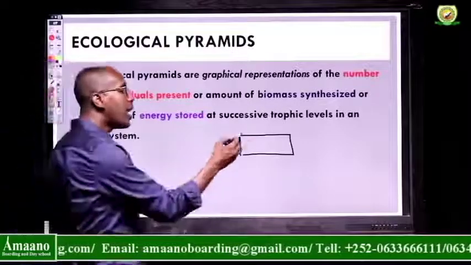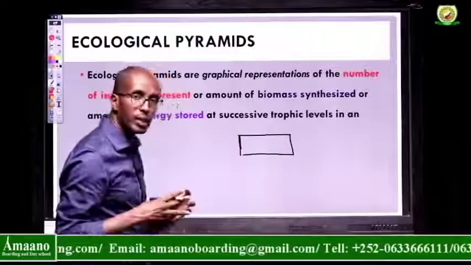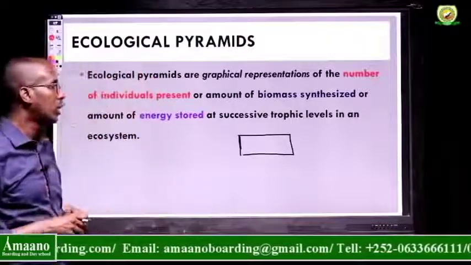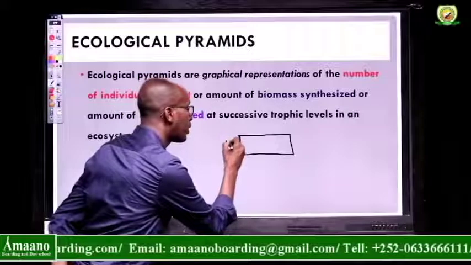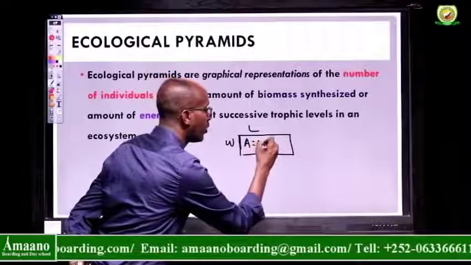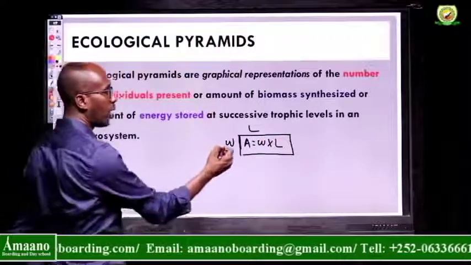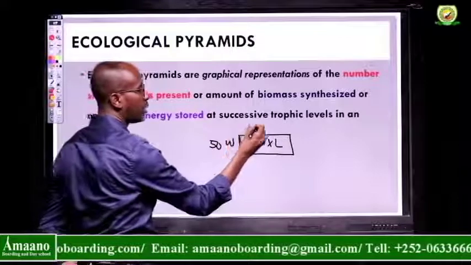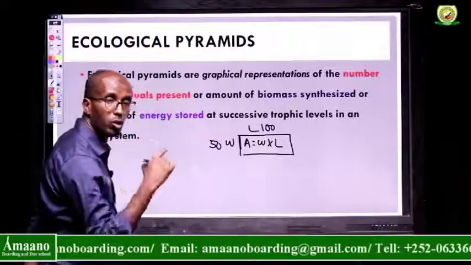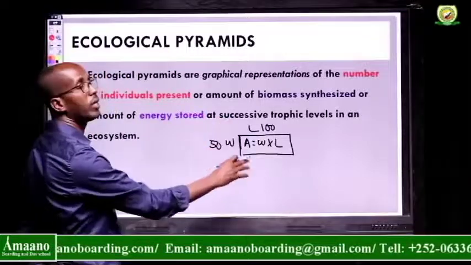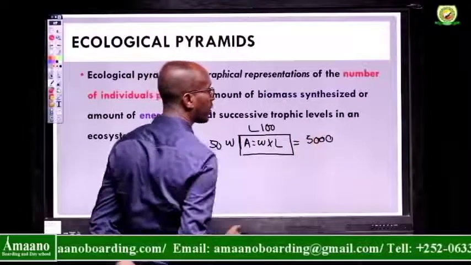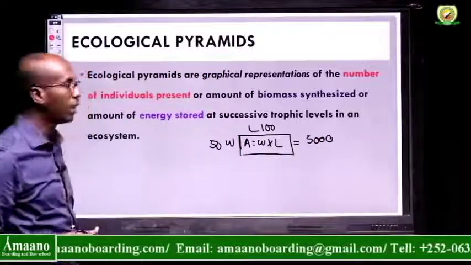And keep in mind the area of the rectangle. The area of the rectangle represents the number of organisms in that particular trophic level, that particular feeding level. So we know that this is the width and this is the length. The area of the rectangle is found by width times length. For example, if you have here 50, and here you have, say, 100, and you are asked how many organisms are there in that particular trophic level, simply calculate the area of the rectangle, which means 50 times 100 equals 5,000. So you can see here there are 5,000 rabbits.